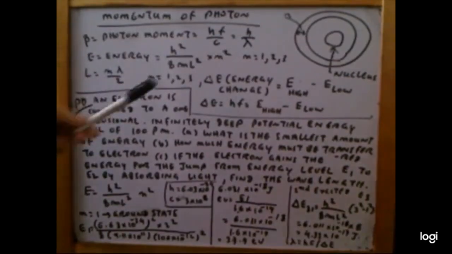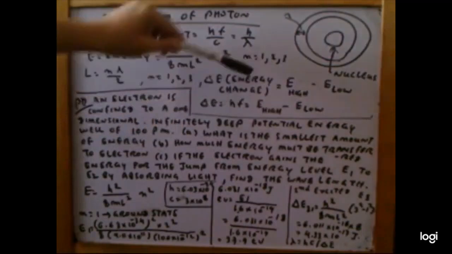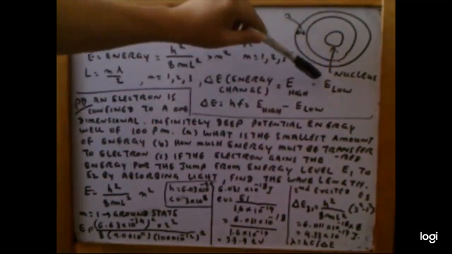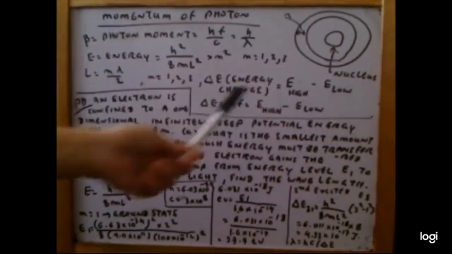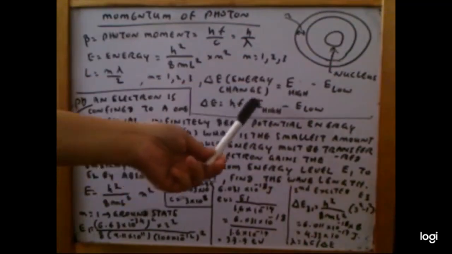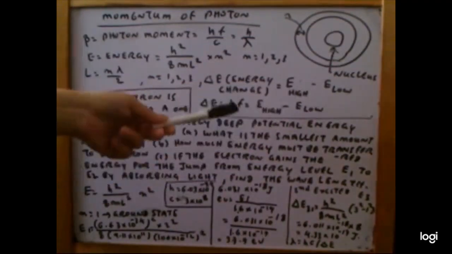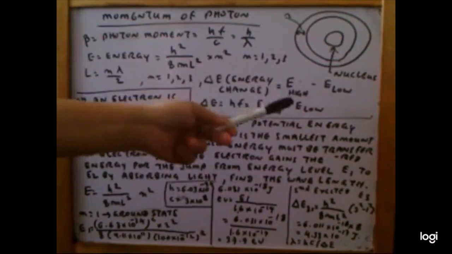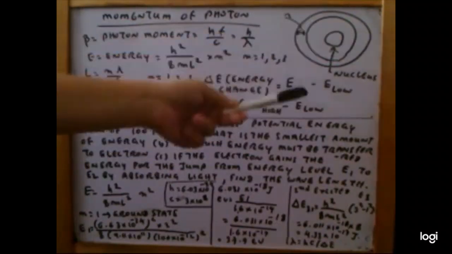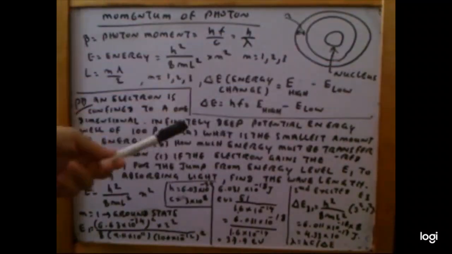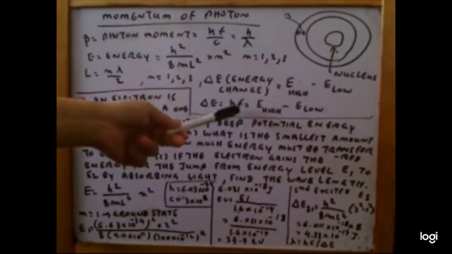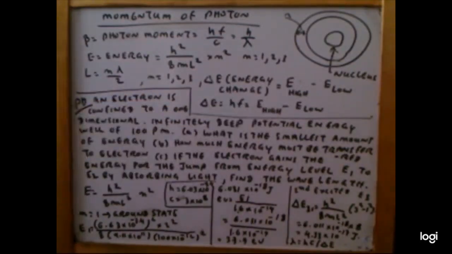So the delta E, the change of the energy, can be calculated as high energy minus low energy. So E high minus E low. Delta E is going to be hf, E high minus E low. This means that when the electron moves from the high energy to the low energy, it produces a wave, and the wave frequency can be calculated by hf.